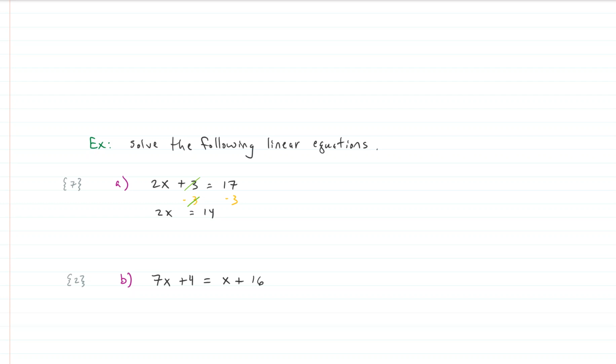Now we need to get x by itself, and it has a 2 multiplied by it, so we do the opposite. We're going to divide by 2 on both sides, and the 2's cancel, and we are left with x equals 14 over 2, which is 7. Now 7 is our answer. We won't check all of these, but the way you could check it is you could plug it back into the original. I'll do that once.